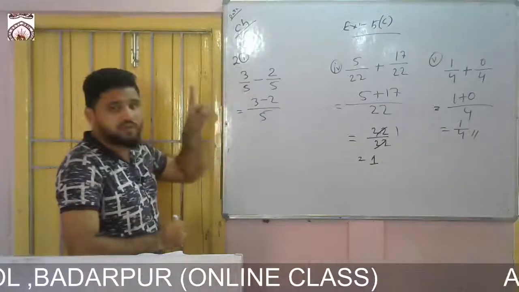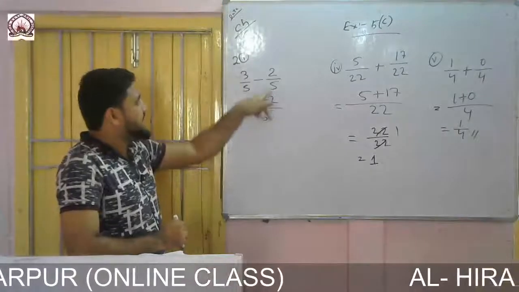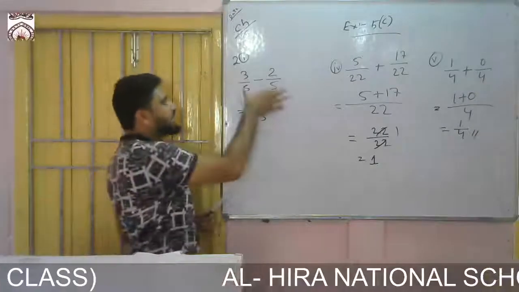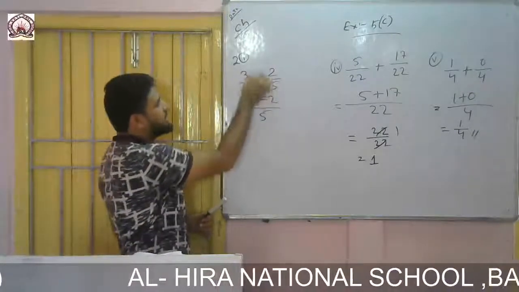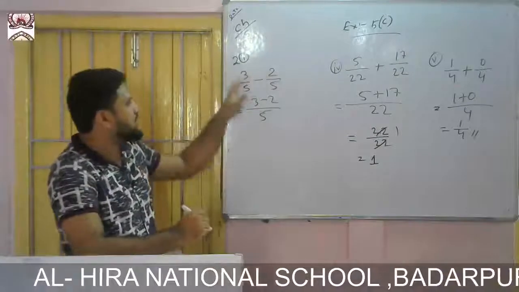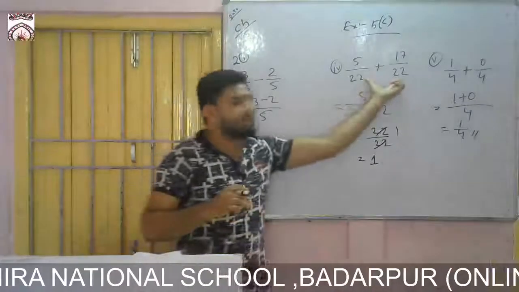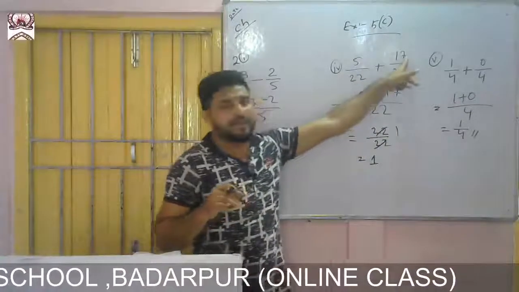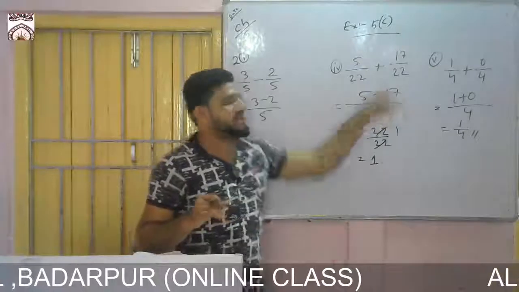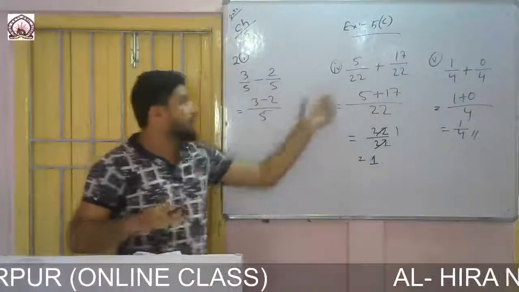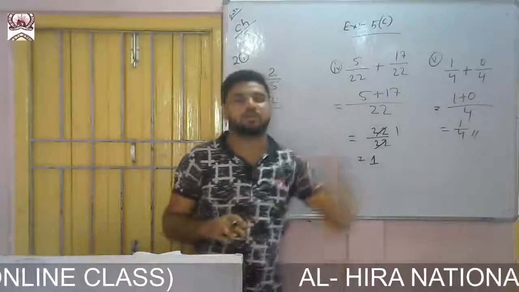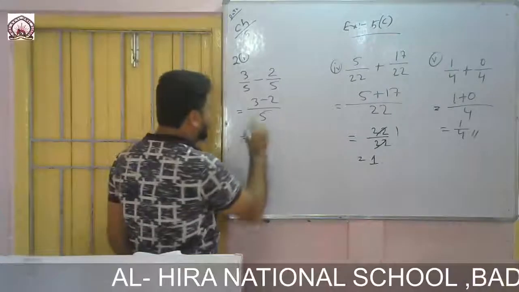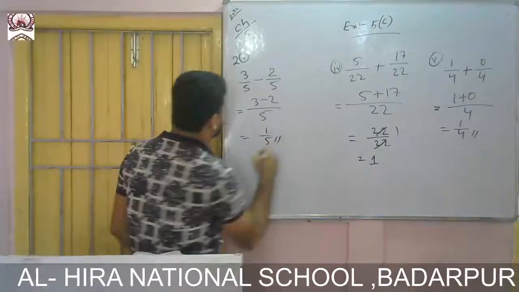If we divide 5 by 5, it is 1. So 3 1s are 3, and 5 divided by 5 is 1, so 1 2s are 2. So whenever you see both the denominators are the same, directly write whatever is in the numerator, like 3 minus 2 or 3 plus 2. You see here both the denominators are the same, so I wrote 22, and in the numerator 5 and 17 with a plus relation. So I have written 5 plus 17 directly. It is only whenever the denominators are the same, not in all cases. Remember that one. Don't be confused. So 3 minus 2 is 1 by 5, the answer.